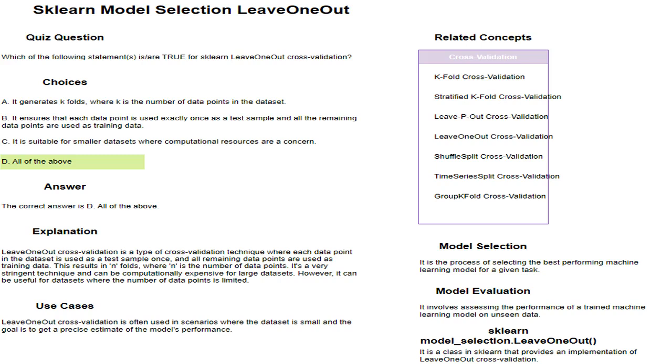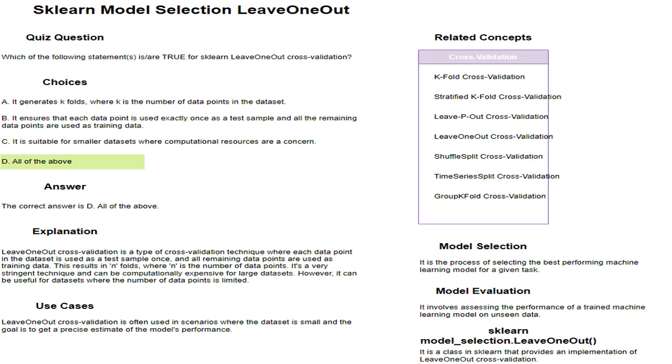K-fold cross-validation is a type of cross-validation where the data is split into k folds. The model is trained on k-1 folds and tested on the remaining fold. This process is repeated k times, with each fold being used as the test set once.